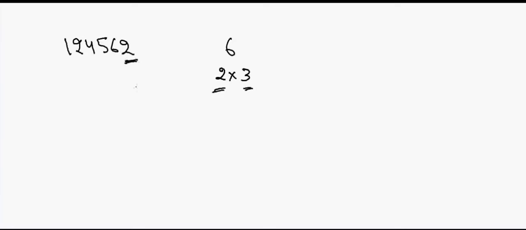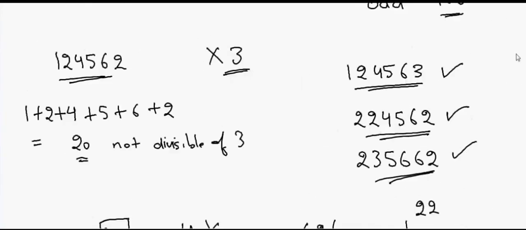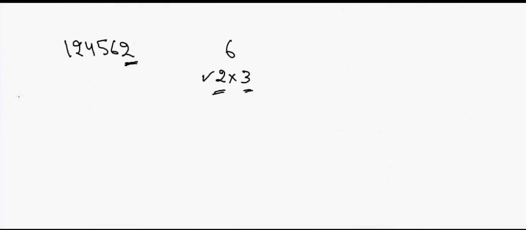Because this is an even number, we know that it is divisible by 2. So this is okay. But we did the test before and found out that the sum, if I go back here, was 20. So 1 plus 2 plus 4 plus 5 plus 6 plus 2 was 20, and 20 is not divisible by 3. So this number should not be evenly divisible by 6. But how can we modify this?